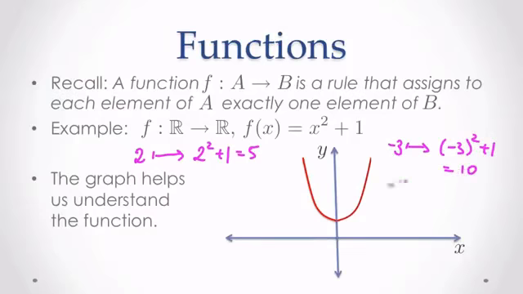We often graph functions in order to understand them better. So here you see the graph of the function x squared plus 1. So for example, when x is equal to 0, then the function maps 0 to 0 squared plus 1, which equals 1, and so when x is equal to 0, the y value is equal to 1, which you see right here.